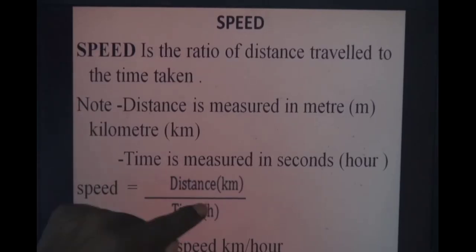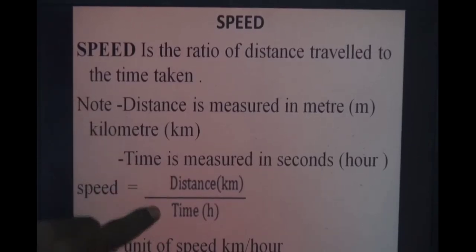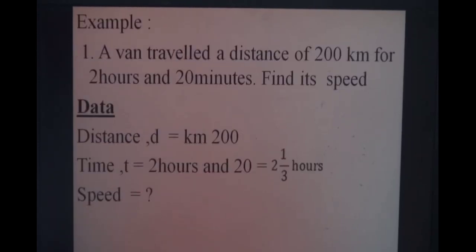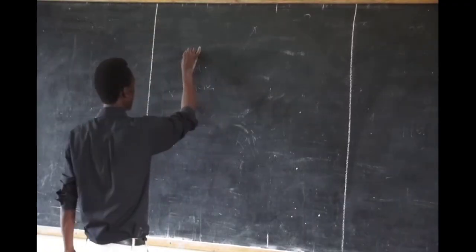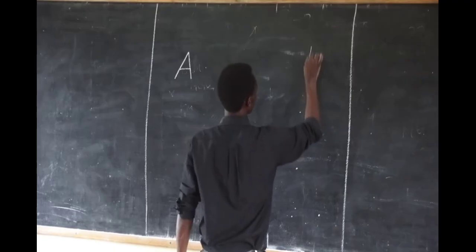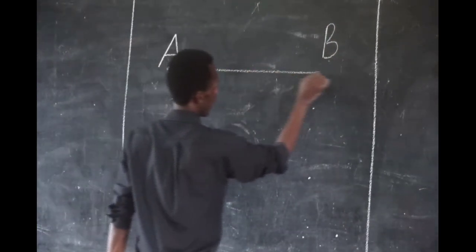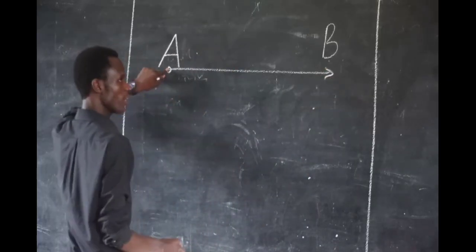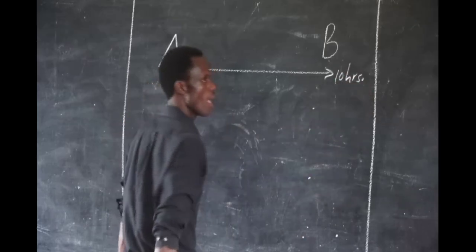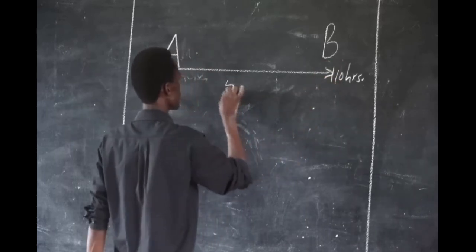You must know that when you look for this speed, you must take distance over time. Now, after we have seen that one, let us see the other thing. When you talk about speed, for example, this is point A and this is point B. You have traveled from here up to here, and you have used 10 minutes or 10 hours, but the distance from here up to here is 50 kilometers.